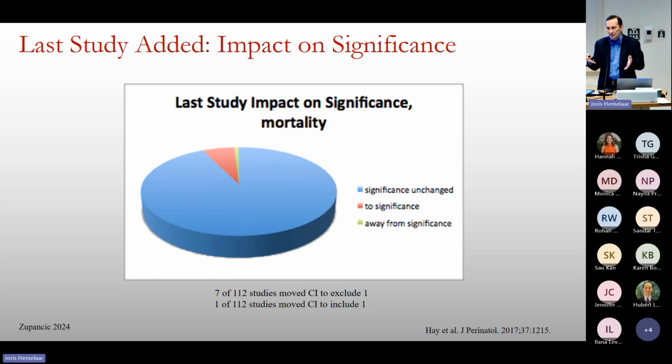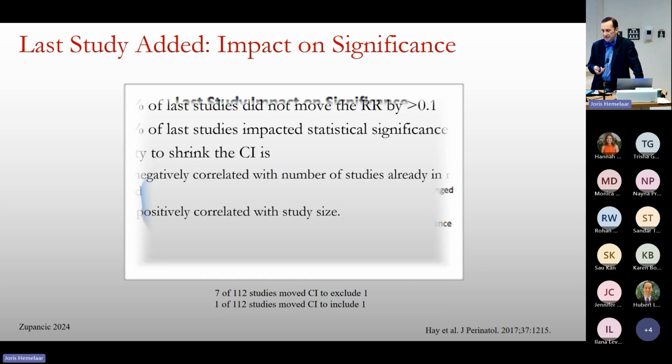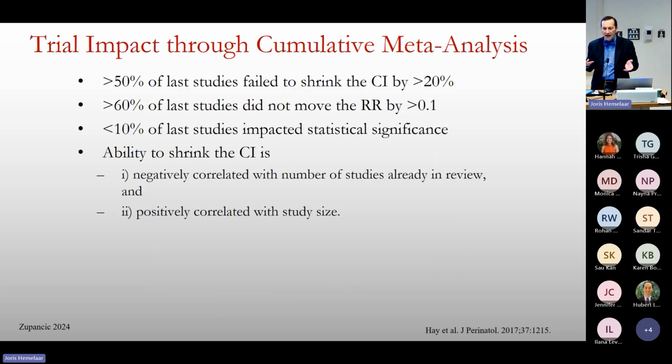And these results I'm giving you applied to studies that use weighted mean difference. They applied to studies that looked at mortality. They applied to reviews that looked at the last study added. So very, very consistent. So what we learned from that was that more than half of the last studies added failed to shrink the confidence interval by very much, that more than half didn't move the relative risk by more than about 10%, and that very few of them changed statistical significance.